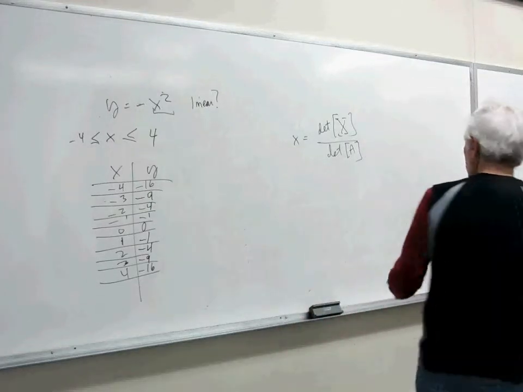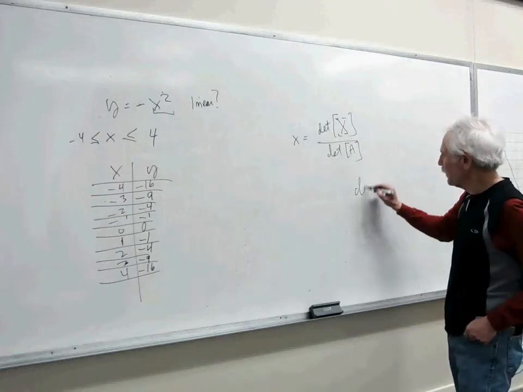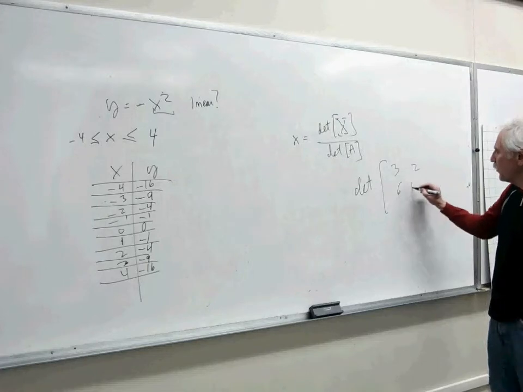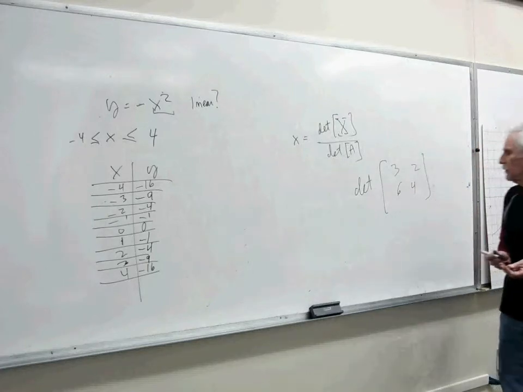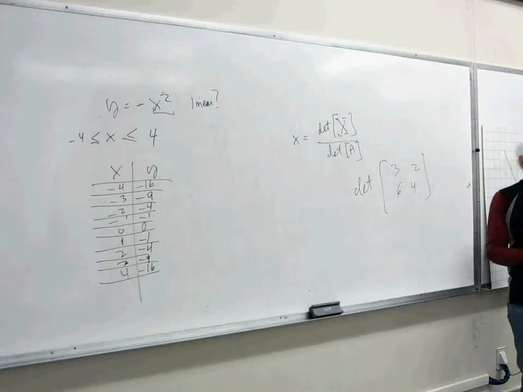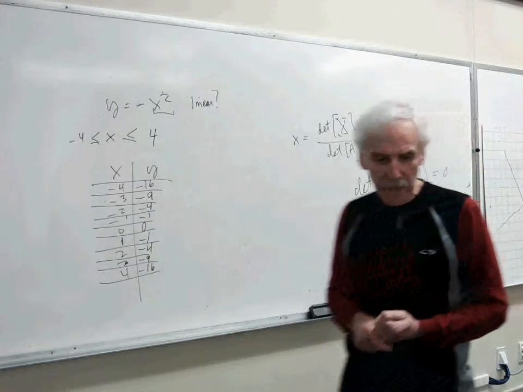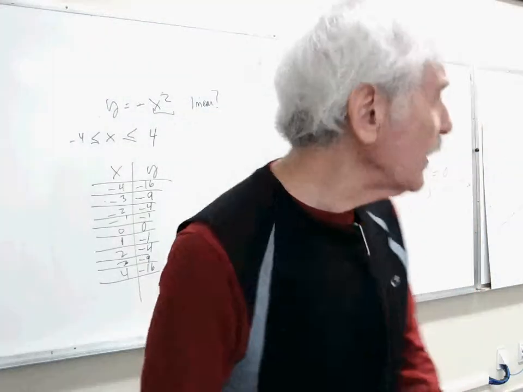I can show you. What if I had the matrix 3, 2, 6, 4? What is the determinant of that? There's not a single zero, but it's 12 minus 12. Right, 12 minus 12. So that's a false question. And finally, the bonus question.